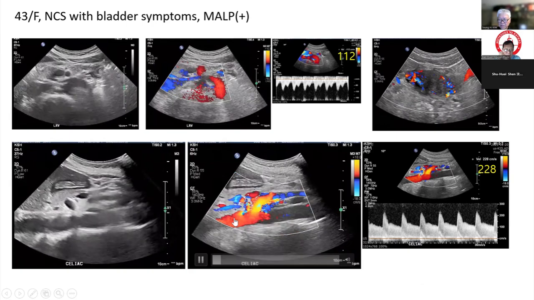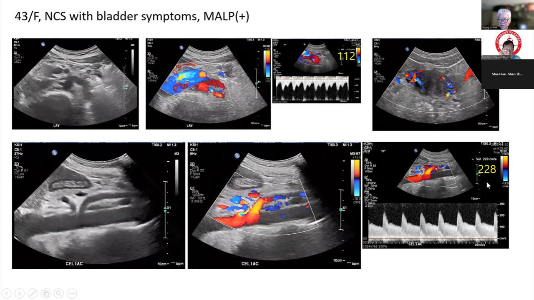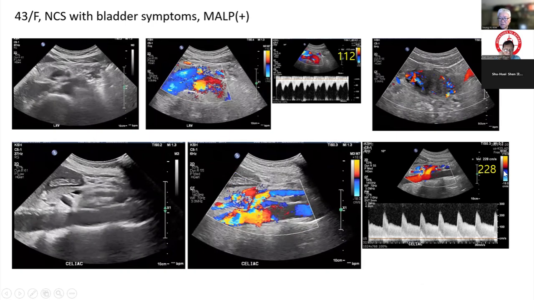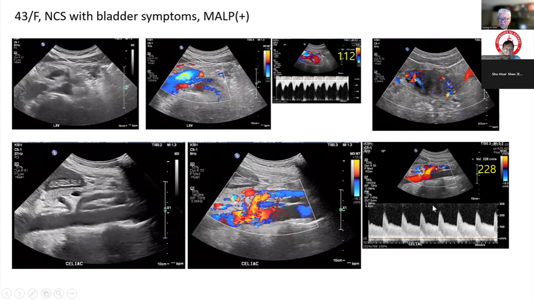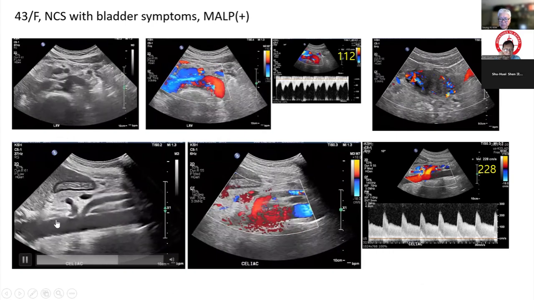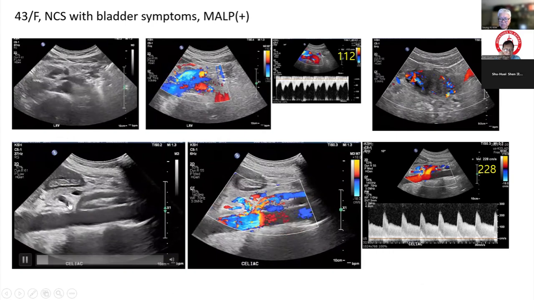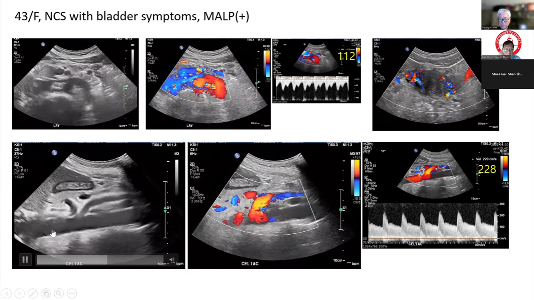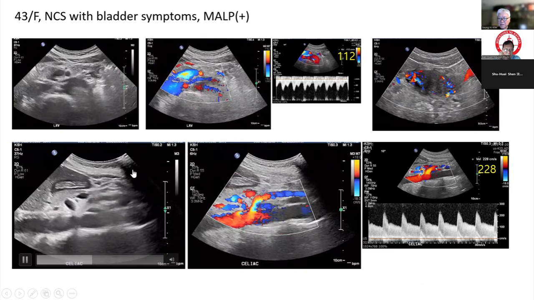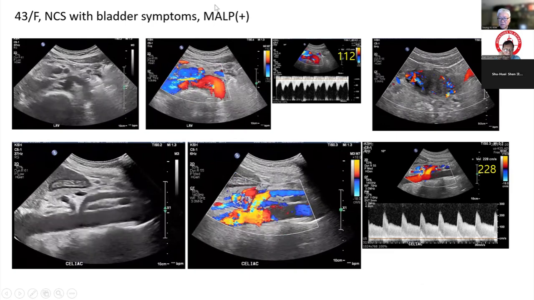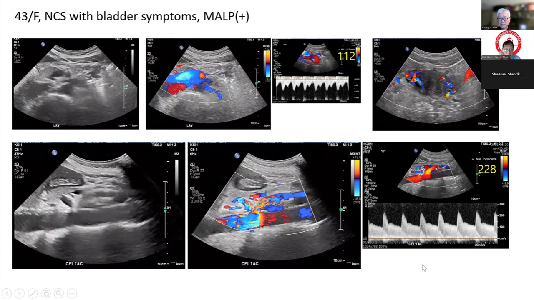And the peak flow velocity was 228. So that criterion was 200. So we can say this patient has the compression effect at the celiac artery origin by the median arcuate ligament, but did not have a symptom. So this is just a phenomenon.